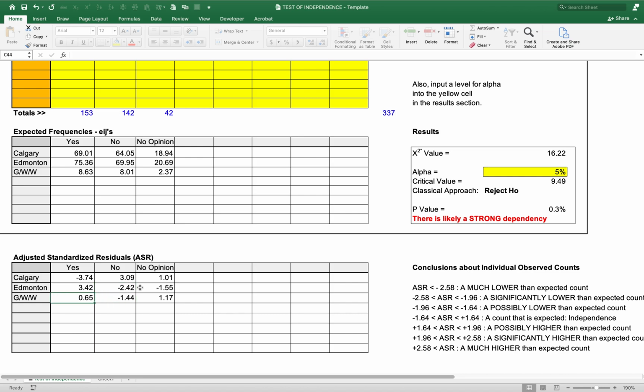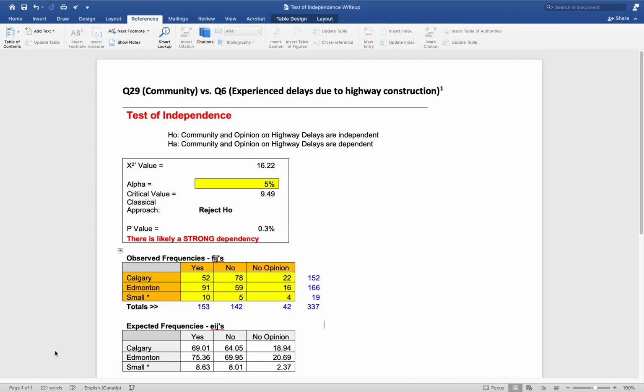Down here, what we find is that actually there isn't any significant differences here. So there isn't a big difference in terms of the yes and the no's and the no opinions here. When you're writing this up, you can include the whole table here, or you can look at this and say, well, we're just going to look at Edmonton and Calgary here and get rid of the last one.